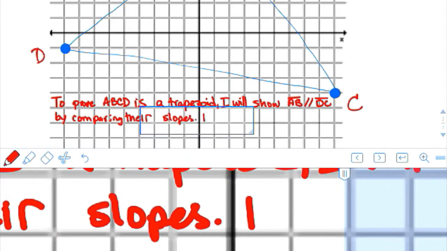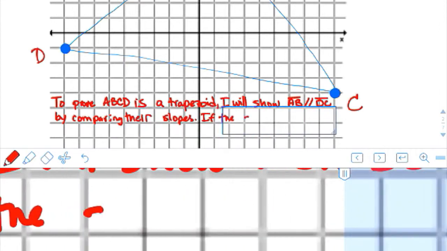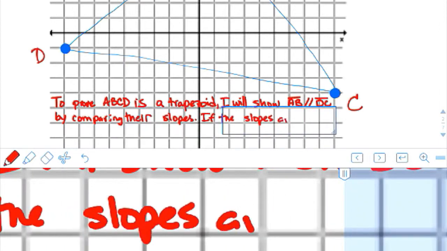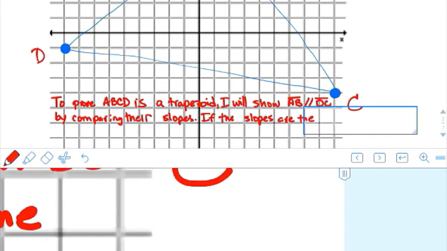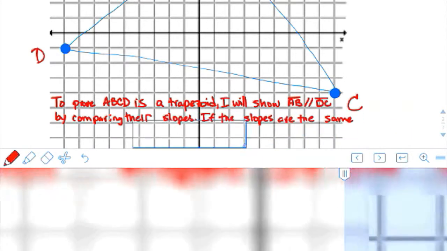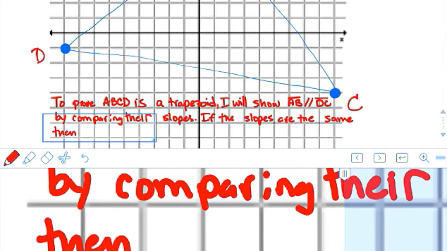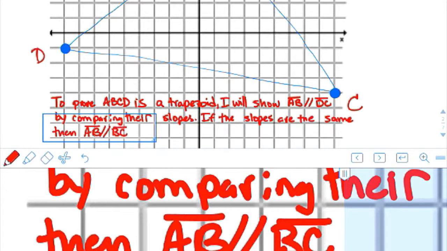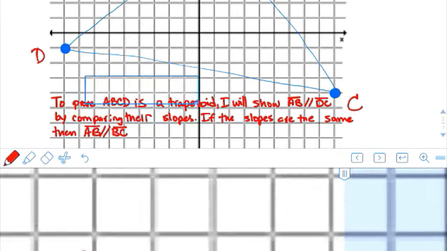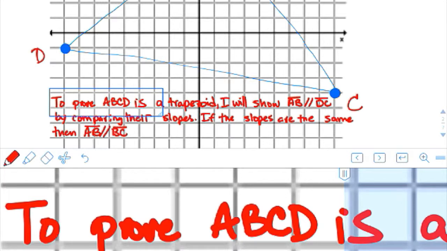Now here's the important part. Let's identify what we're looking for. If the slopes are the same, then AB is indeed parallel to DC. Okay, so that was my statement of intent. This is important. Again, if you didn't watch the last video, this is important because it tells the reader that you know what you're talking about, that you know that if you can show that these lines are parallel, then you are in business.